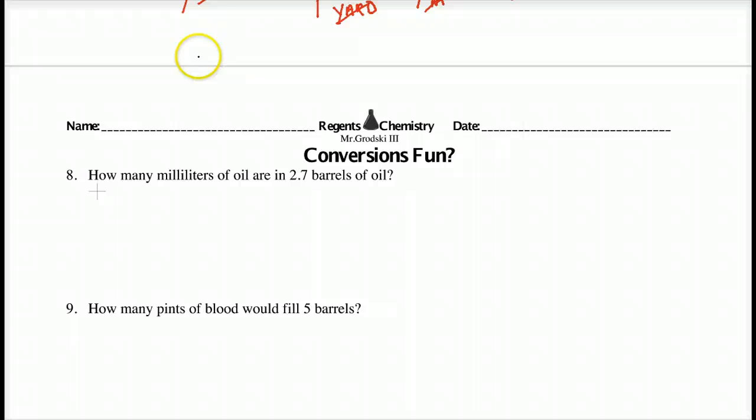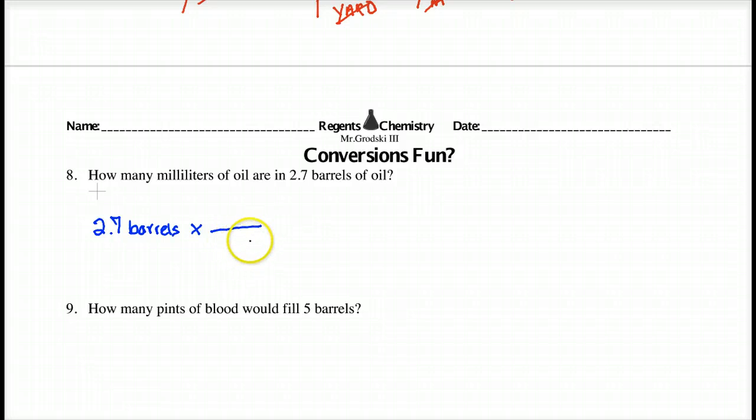So just like before, and I'm getting bored with this color, so let's go another color. All right, so let's go with 2.7 barrels. Okay, and I know that I'm going to get rid of barrels, so barrels go below. Okay, and I'm not really happy with that straight line, and I'm sure you guys aren't either, so I'm going to rewrite that. Is that any better? Probably not. In any case, how many barrels? And I'm trying to go to milliliters of oil.